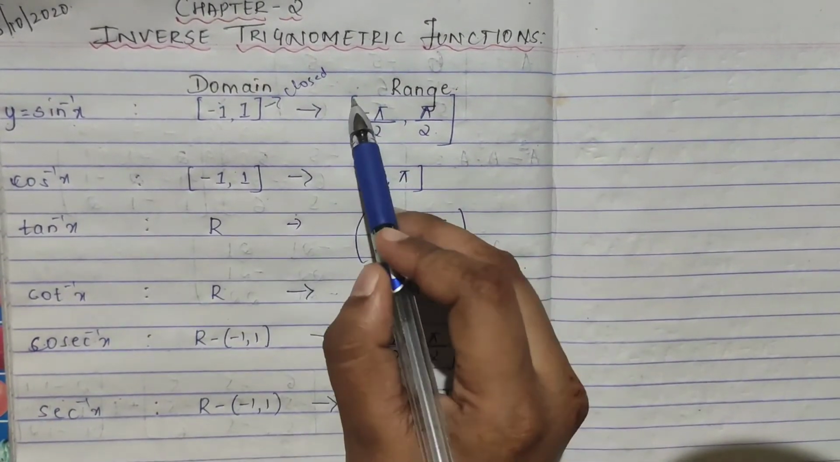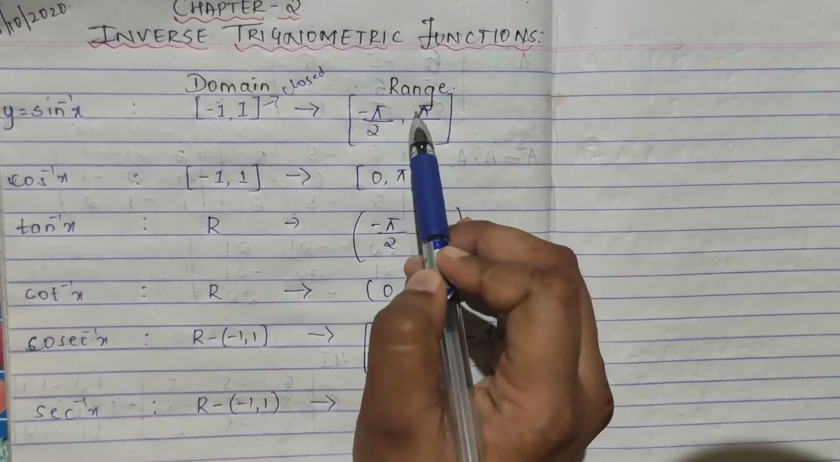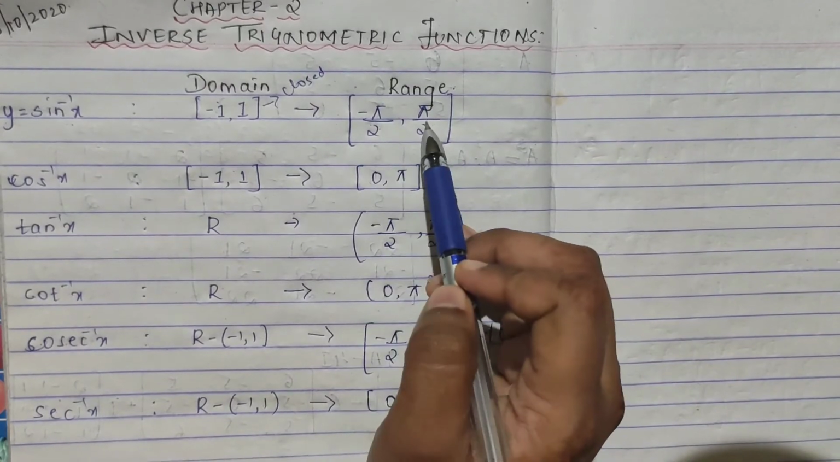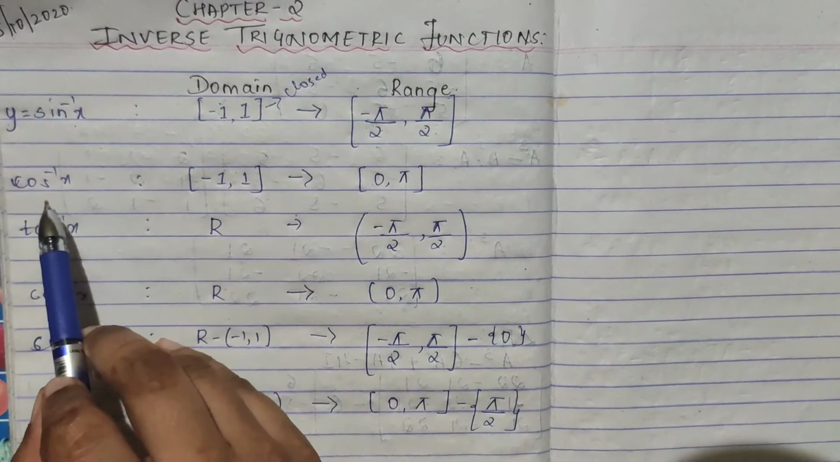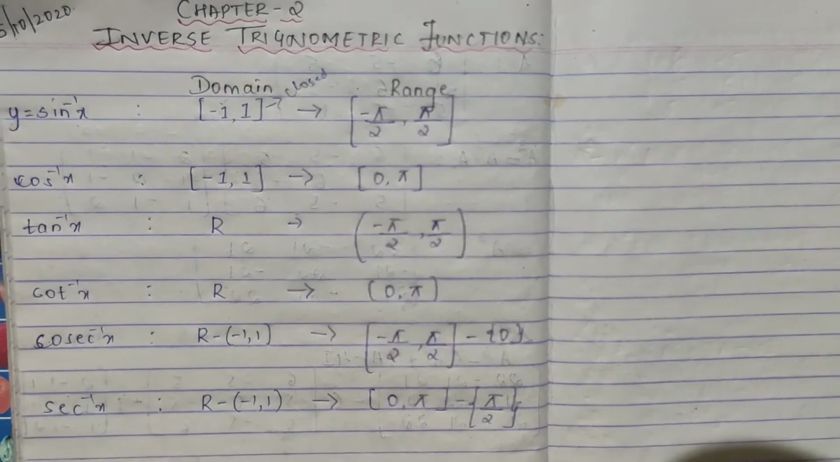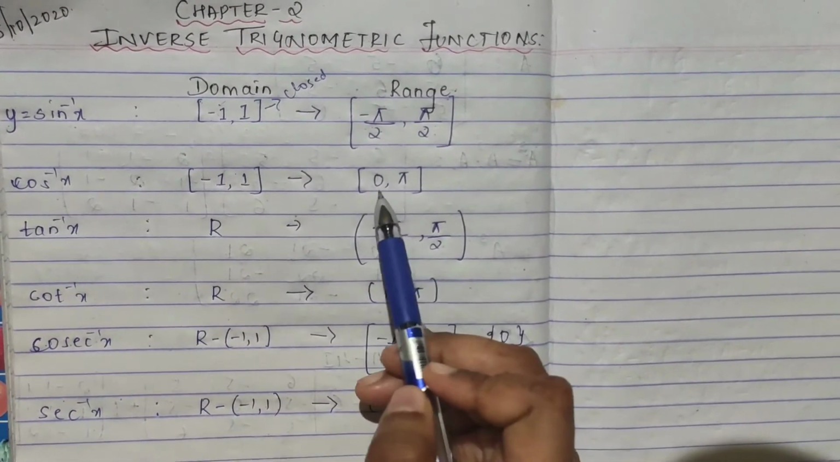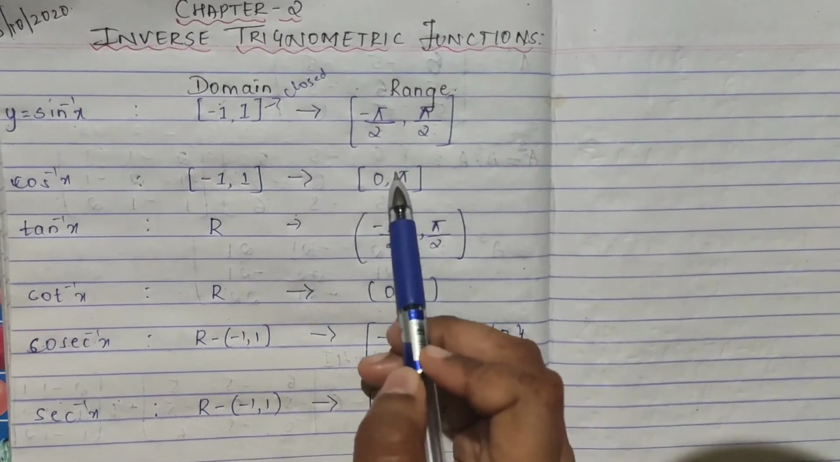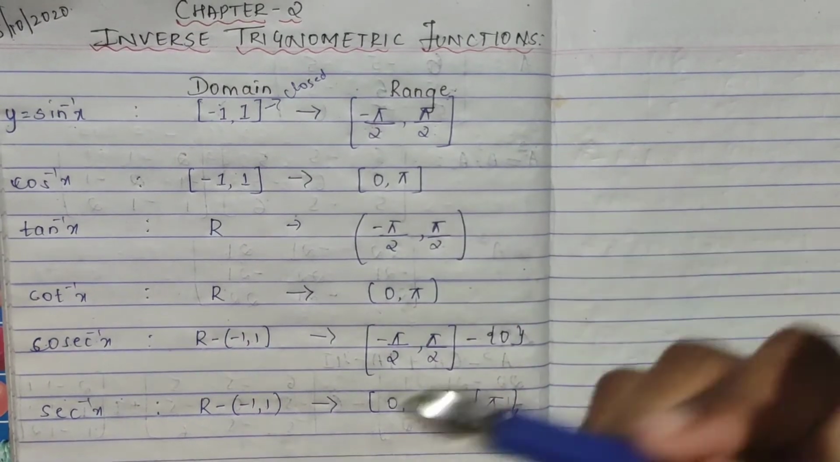So this range also is a closed interval, -pi by 2 to pi by 2. All the values lying between -pi by 2 and pi by 2, and it even includes -pi by 2 and pi by 2. Cos inverse x has the same closed interval -1 to 1 as domain, and its range is the closed interval 0 to pi, meaning values between 0 and pi, with 0 and pi included.